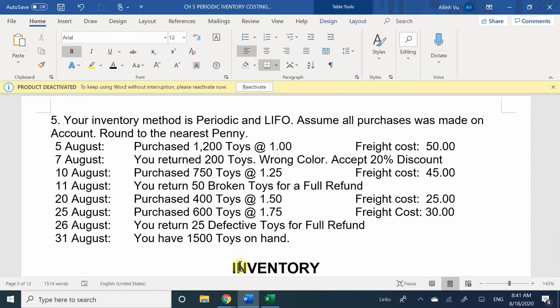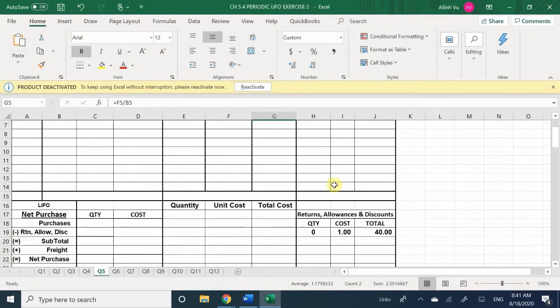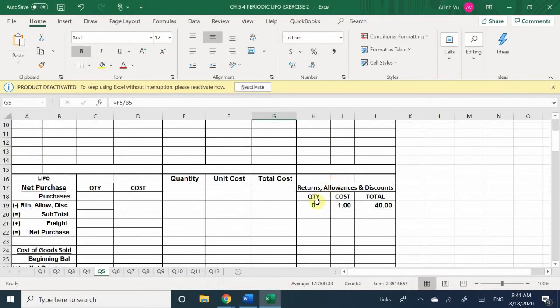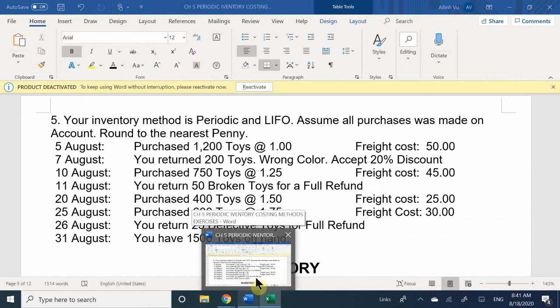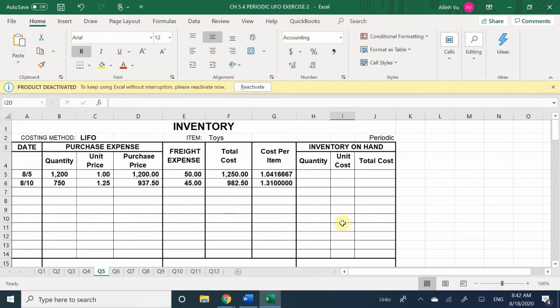So 50 broken toys on August 11th. Let's go back down to this table here. This time we're actually going to make an adjustment. We're returning 50 broken toys for a full refund. So in this case, how much did each toy cost? That includes freight.